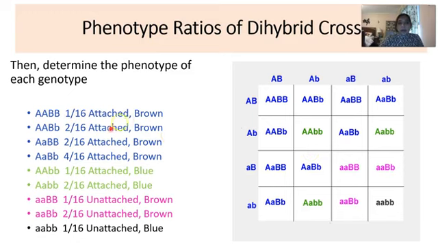So in this case, we are looking at the various genotypes associated with attached and brown, attached and blue, unattached and brown, unattached and blue. And those were the various possibilities that we could have observed inside our specific dihybrid cross. So right here, you can see the phenotype associated with each one of the genotypes. And so you can see that there are a lot of genotypes that give the same phenotype, as expected, because you have a dominant and a recessive allele for both.